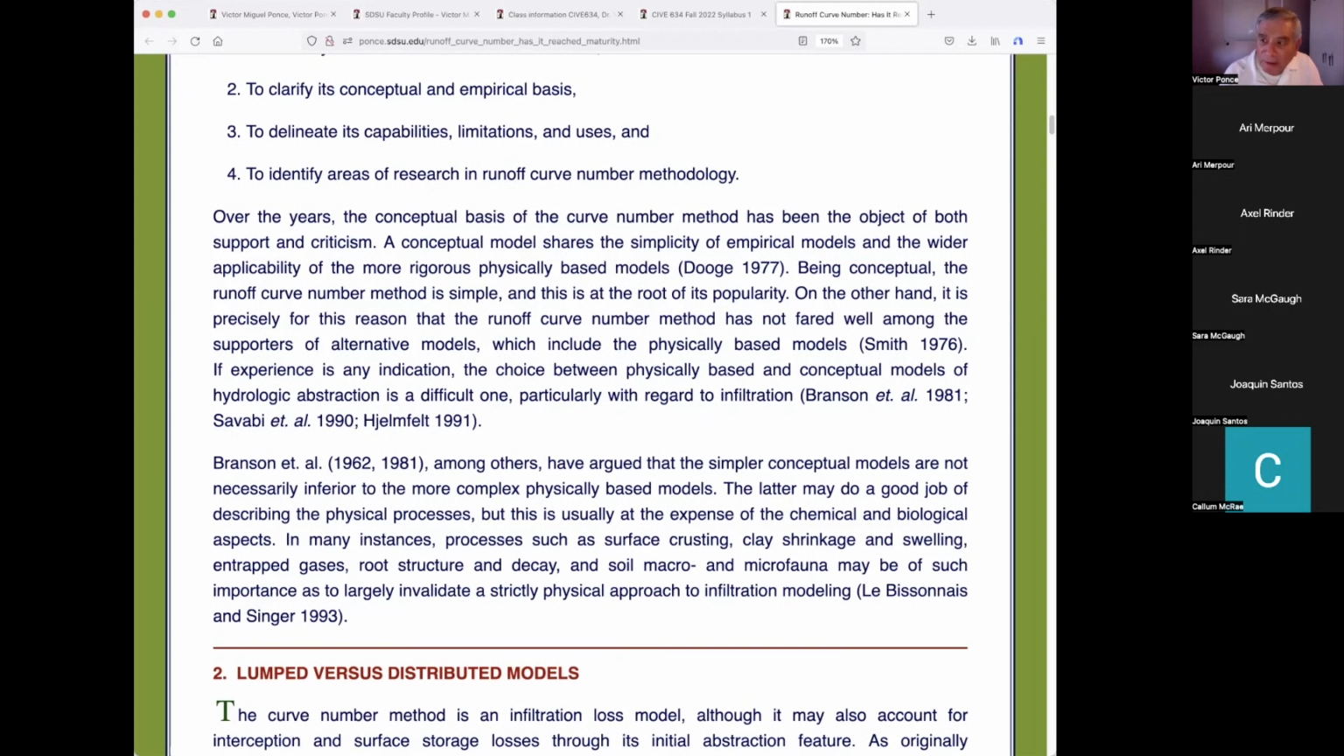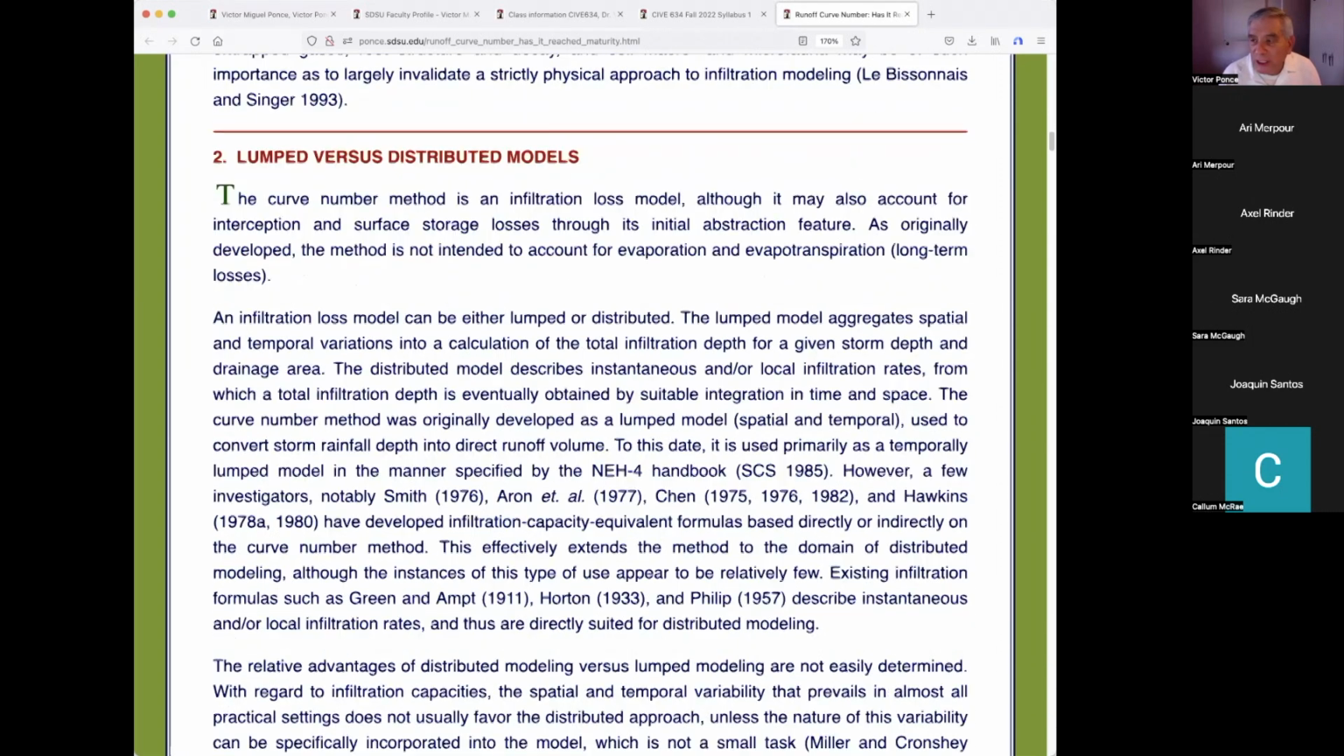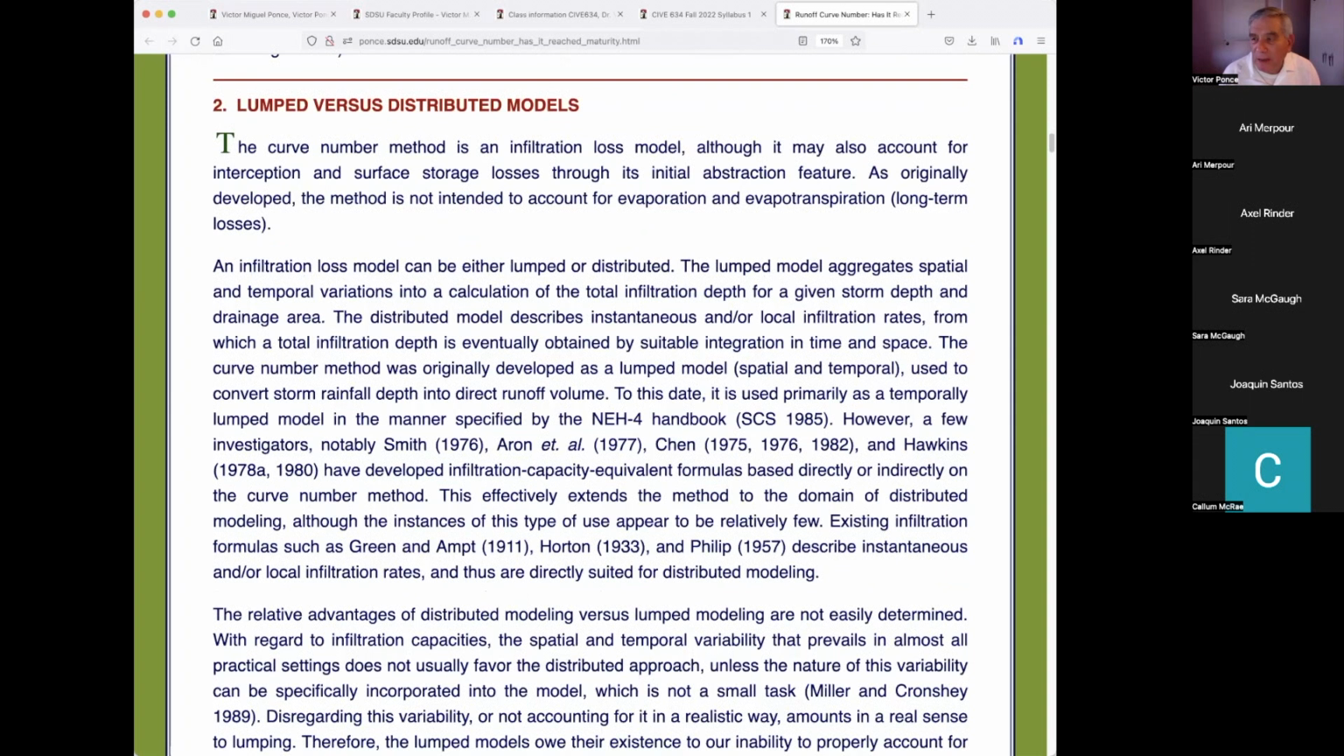Hawkins said it was empirical. I said, no, Pete, I've written the book. It is conceptual. And because I'm the senior author, we're going to go with it. Sorry about it. Okay, so we did. He had to take it. So the conceptual basis of the method has been the object of both support and criticism. So we do in this paper a complete history, well, not a complete one, nothing is complete, but a very thorough analysis and description of what's going on in terms of infiltration modeling, okay?